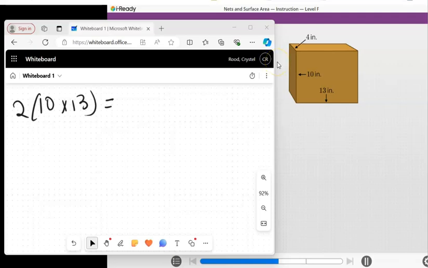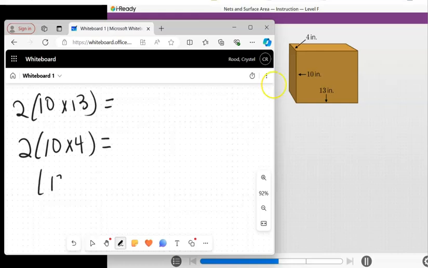I'm going to go to the second side. Here I see this side is 10 by 4. There's going to be this side, the left and the right, times 2. And then on the top and the bottom, this is 13 inches, so I know it's going to be 4 by 13. So 13 by 4. Double, top and bottom. So we have front to back, left to right, top to bottom.